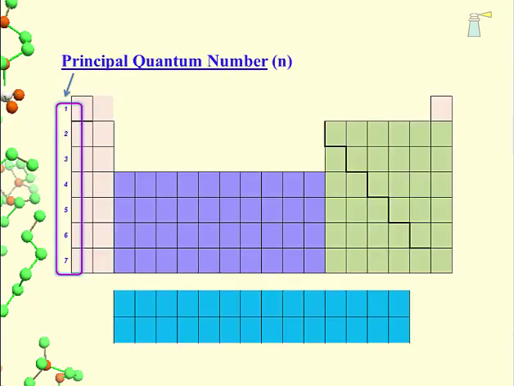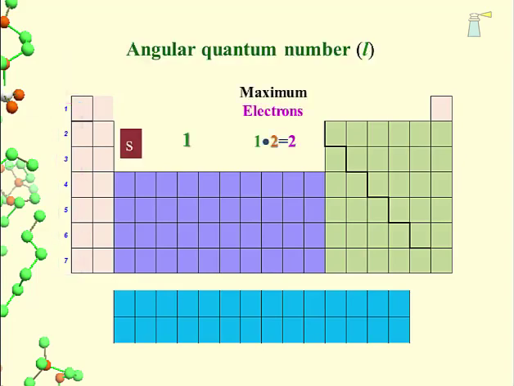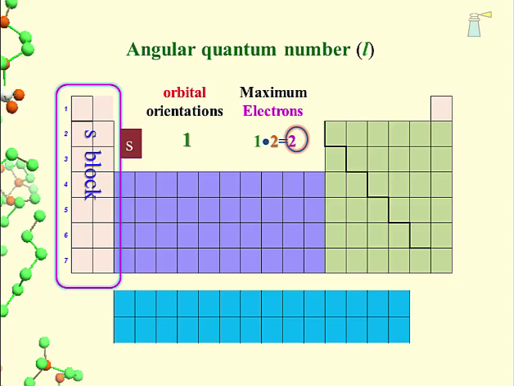Remember that the number on the left side of the periodic table is the principal quantum number n. What we're really interested in is how angular quantum numbers, or orbital types, show themselves on the periodic table. We see that the s orbitals can hold a maximum of 2 electrons. Our first mapping comes from recognizing that there is a block of 2 columns on the left side of the periodic table. We will call this the s block.